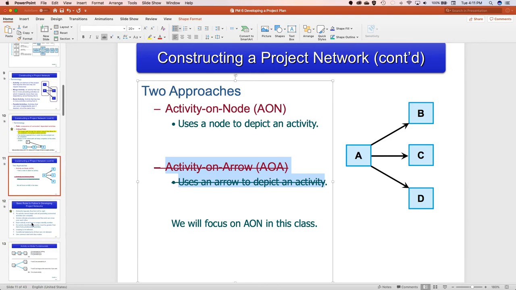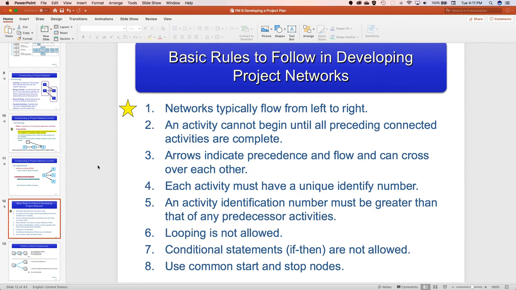All right. Now, there's 8 simple rules for doing a network diagram. First, it flows left to right. Simple, easy stuff. The second is that any activity cannot begin until all the predecessors are done. Third, the arrows indicate precedence and flow, so it flows left to right. So this is what you were saying: does the path show the activities are connected? And the answer is yes. All right. Every activity has to have a unique identifier number.